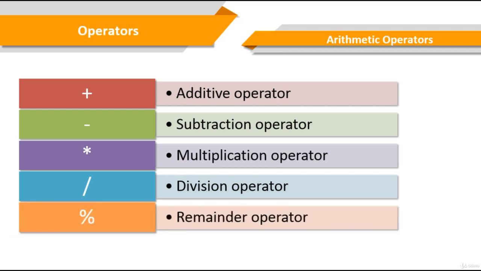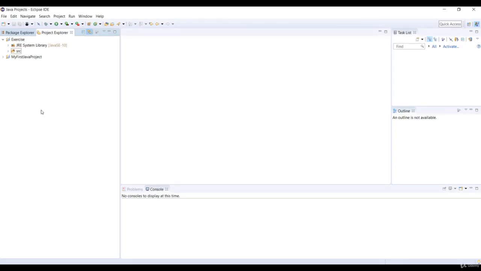Now percent is a remainder operator. This symbol might look new to you. It divides one operand by another and returns the remainder as its result. Okay, so let's try to understand Java operators with examples.